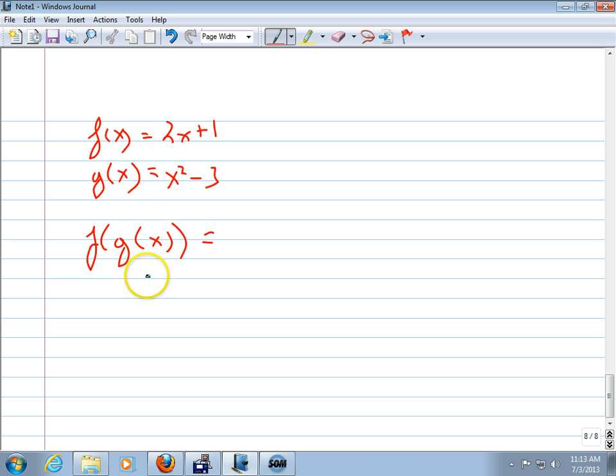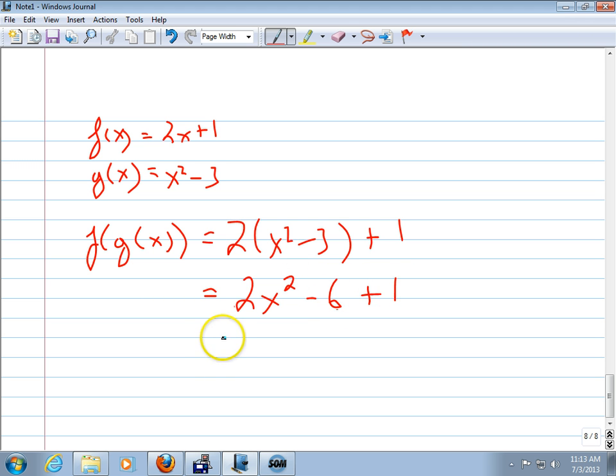That means take g of x itself and plug it into where? Wherever you see x in f, right? So it's 2 times the input plus 1, but the input is x squared minus 3. And what if we want to simplify this? What would you do? So 2x squared minus 6 plus the 1 is really 2x squared minus 5. Good. All right, there you go.